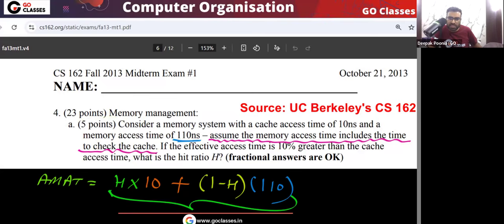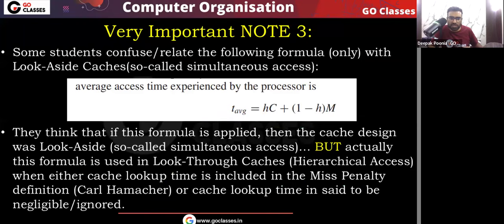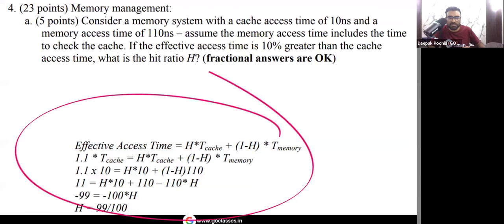So you can notice that this is a very simple question based on look through design, or I can say based on memory hierarchy design. But you can see in this question also we are using this formula. Yes or no? Because the reason is very simple. The question says that cache memory search time, cache memory lookup time, is included in the miss penalty. Yes or no? You can see this answer.